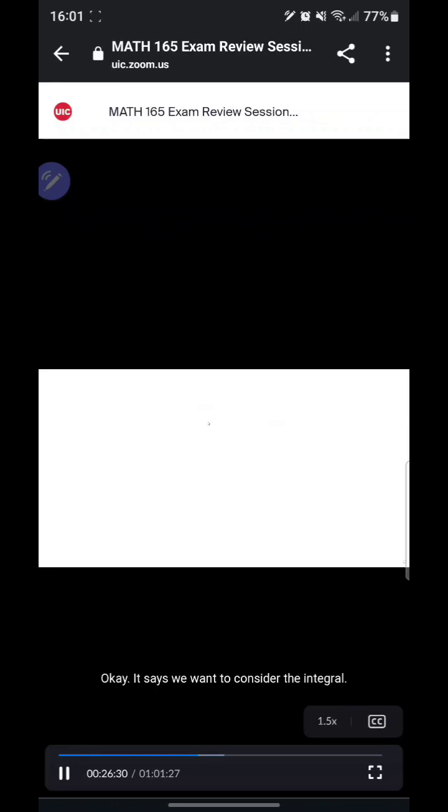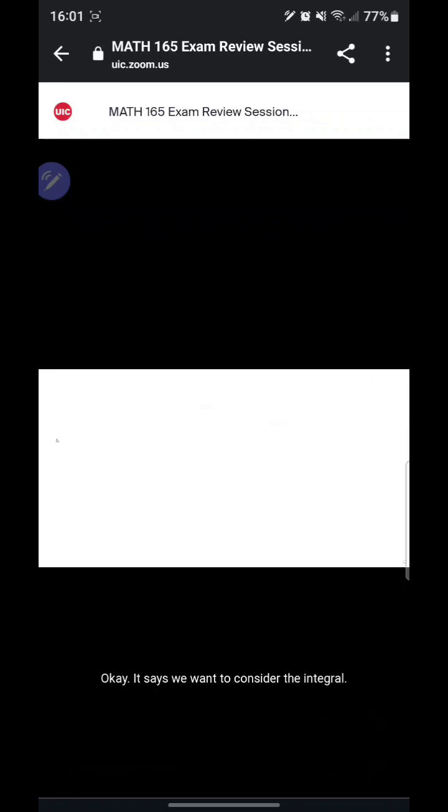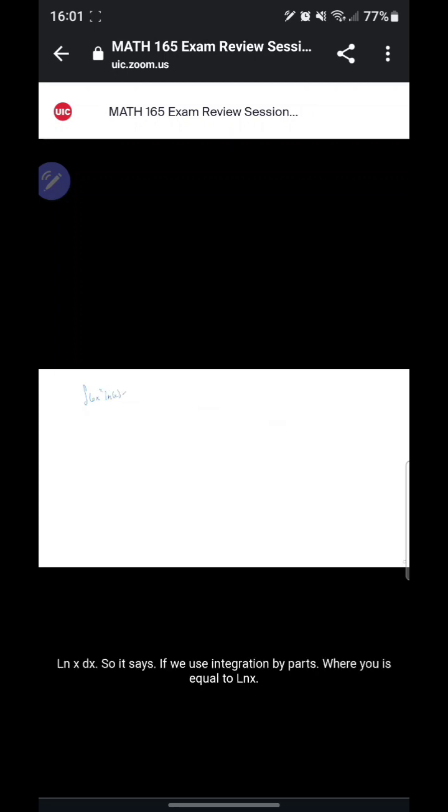Okay, so it says we want to consider the integral of 6x squared ln x dx. So it says if we use integration by parts where u is equal to ln x and dv is equal to 6x squared, what is du and v? du is just deriving, so du will give us 1 over x dx. And then v, sorry, it's asking for v, is just integrating the 6x squared, which we know will give us 2x cubed.